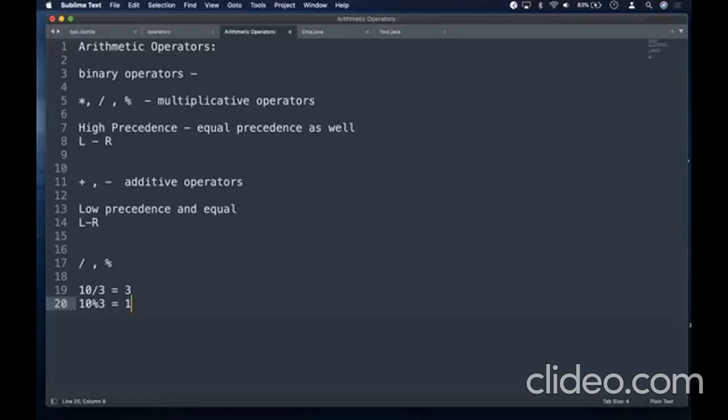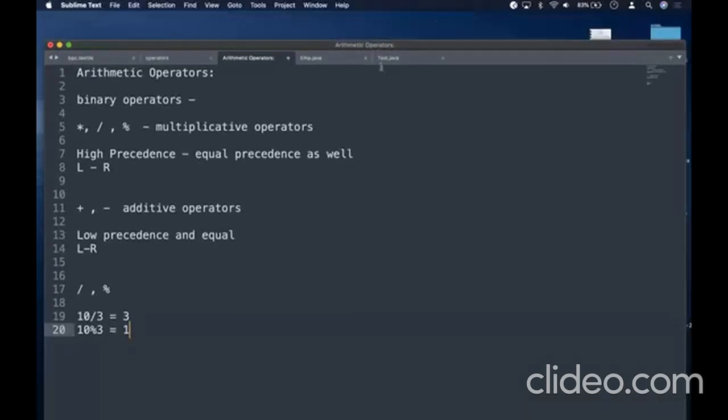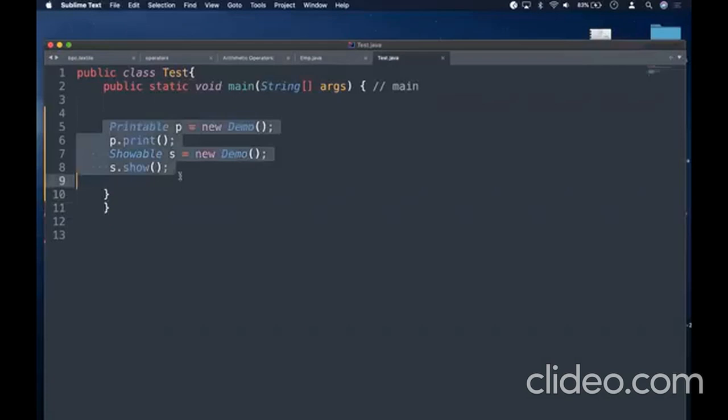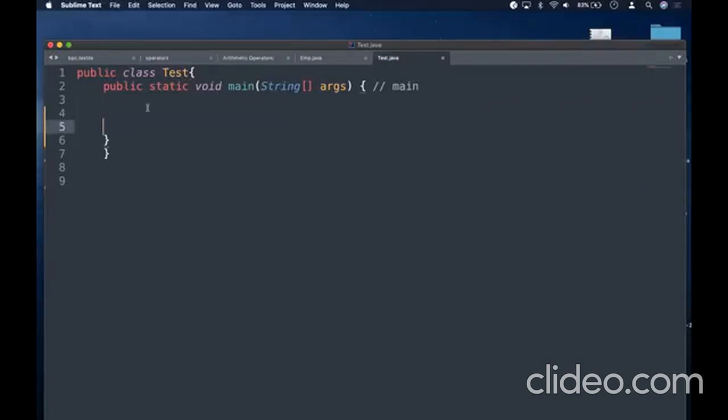But there is something we need to understand about the modulus and division operators, especially whenever we are working with integers. So in Java, what happens? Let me show you through a program. Let me have my test program over here. I have a class called public class test. This is my main class. Here, I just want to take 2 numbers and do division and modulus. So how do I take numbers? There are different ways.